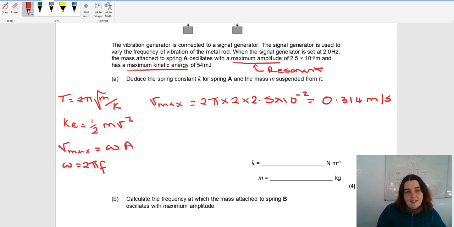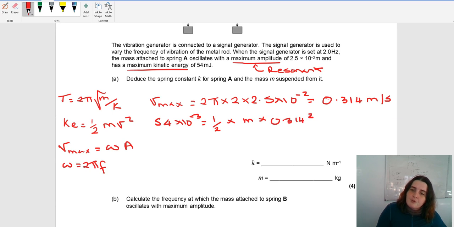So my maximum kinetic energy was 54 times 10 to the minus 3, and that's going to be a half times m times the maximum velocity squared, which is 0.314 squared. So I'm going to have 54 times 10 to the minus 3 divided by that, and then times that by 2, and I get my mass as 1.1 kilograms. I can then use this formula to work out the spring constant of this object.